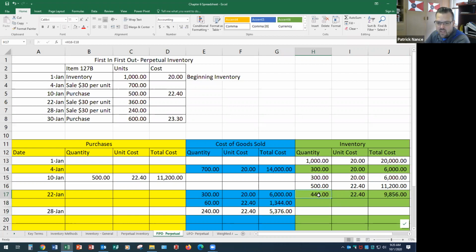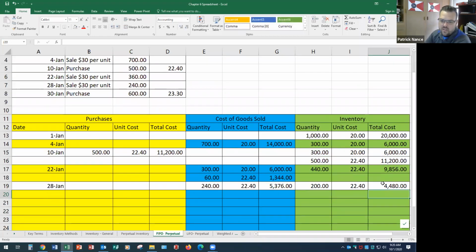Now, how much do I have left? Well, I had 440, and I sold 240, so I can subtract those two. I have 200 units left. The cost of each unit is $22.40, and I figure out what my inventory is. So on January 28th, after this transaction, this is my cost of goods sold, and I have $4,480 worth of inventory remaining.